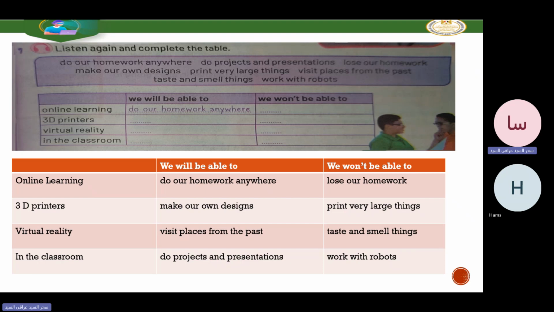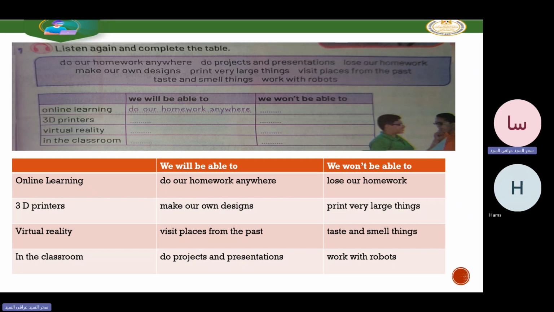It's already on the internet. A 3D printer, we will be able to make our own designs, but we will not be able to print very large things. Virtual reality, we can visit places from the past, but we will not be able to taste and smell things. In the classroom, we will be able to do a project and presentation, but we won't be able to work with robots.